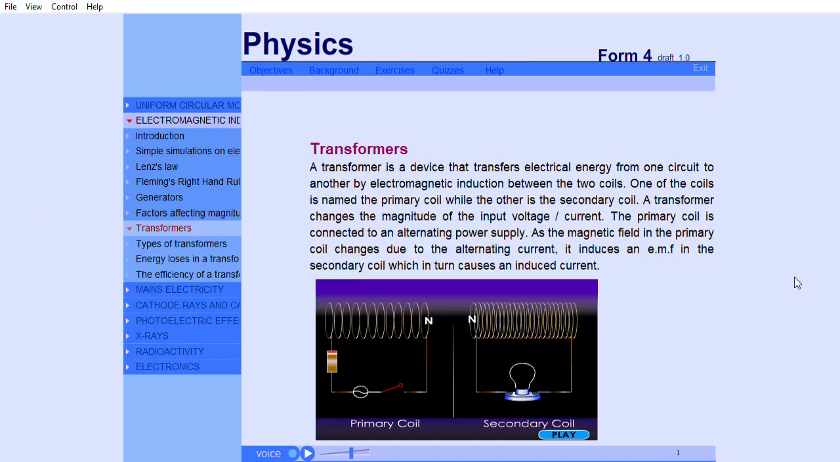Transformers. A transformer is a device that transfers electrical energy from one circuit to another by electromagnetic induction between the two coils. One of the coils is named the primary coil, while the other is the secondary coil. A transformer changes the magnitude of the input voltage or current. The primary coil is connected to an alternating power supply. As the magnetic field in the primary coil changes, due to the alternating current, it induces an EMF in the secondary coil, which in turn causes an induced current.